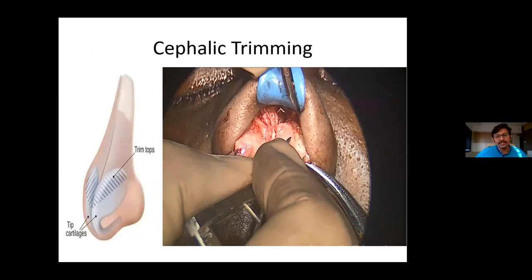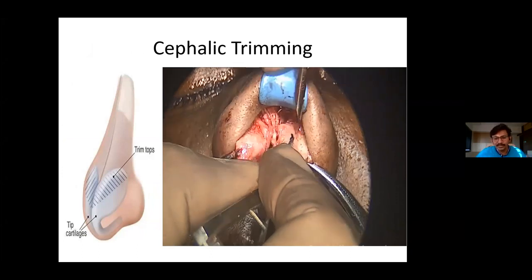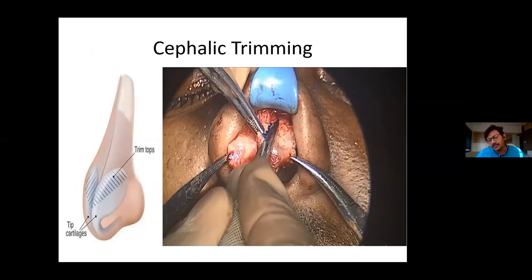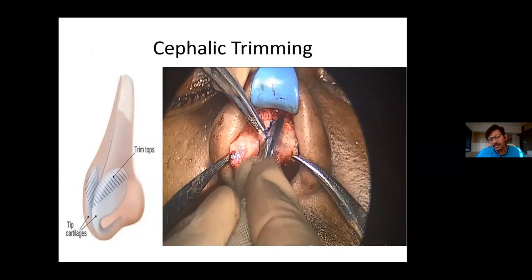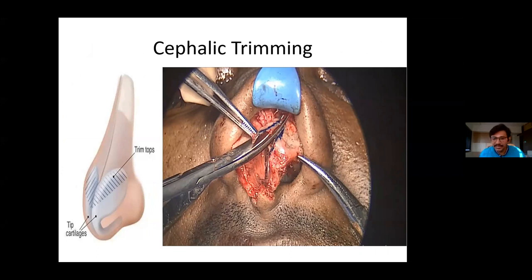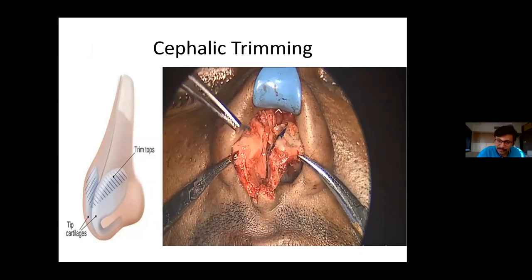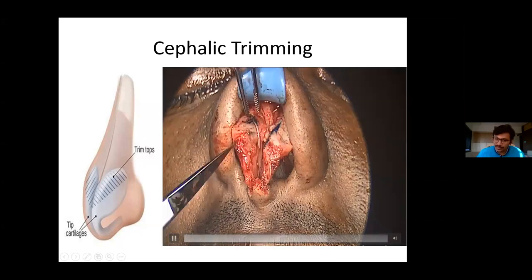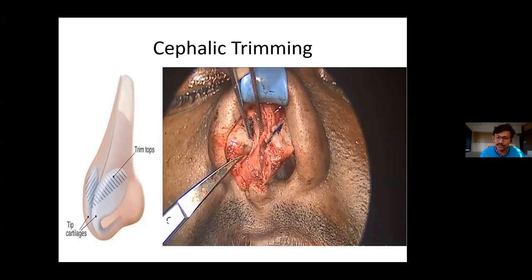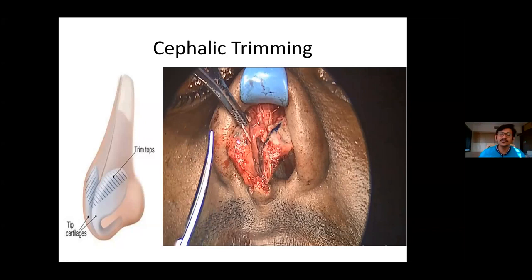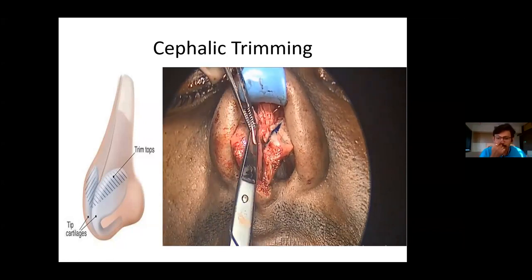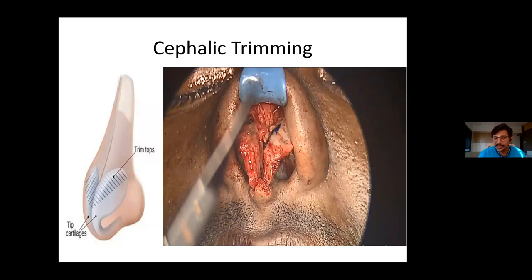So this is cephalic trimming. If you measure this lateral crus, it measures up to 10 millimeters. In this case, we mark and retain about 7 to 8 millimeters of the lateral crus and resect the rest. Now, why do we do this? We generally do this in thicker cartilages to reduce the bulbosity in the supratip area. So this is cephalic trimming.